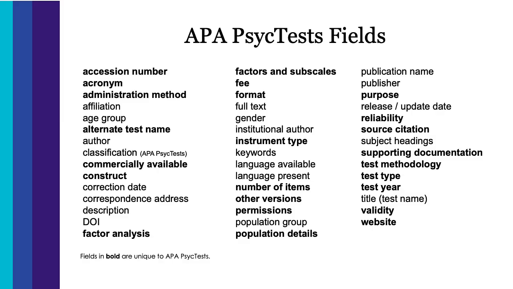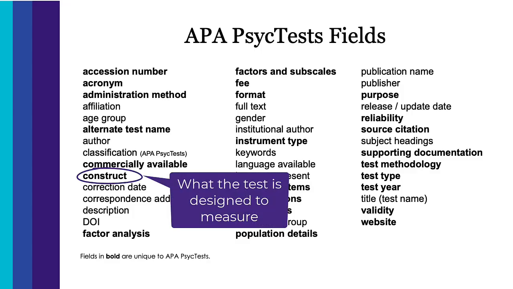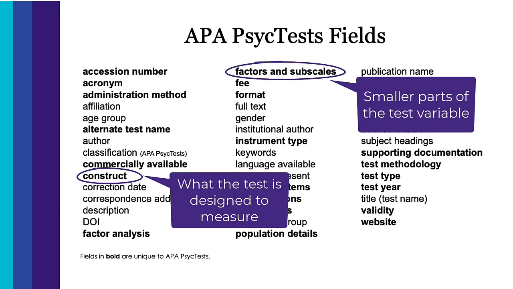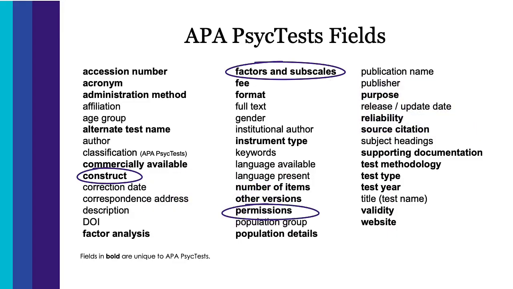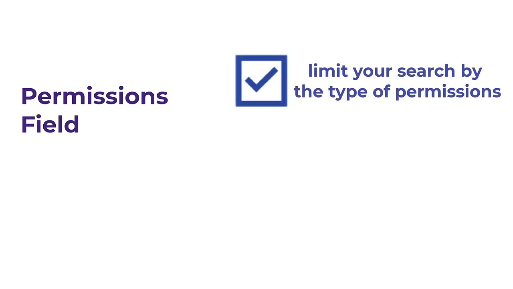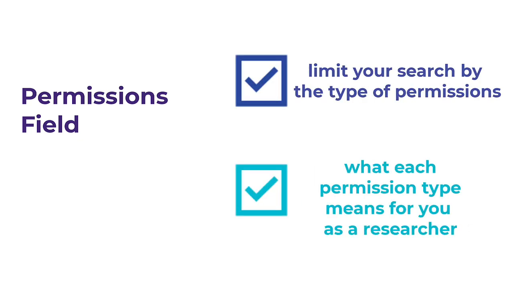However, many of the searchable fields in APA PsycTest are unique, since they describe tests instead of journal articles. For example, some commonly used fields in APA PsycTest include construct, or what the test is designed to measure, factors and subscales, or smaller parts of a test variable, and permissions. In this video, we'll focus on the permissions field, how to limit your search by permission type, and what each permission type means for you as a researcher.